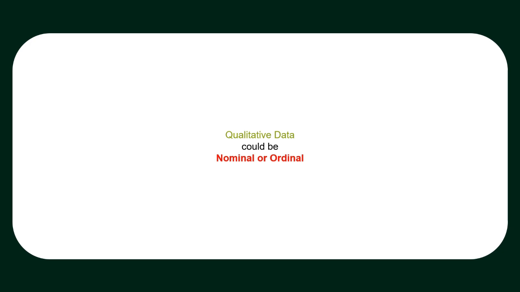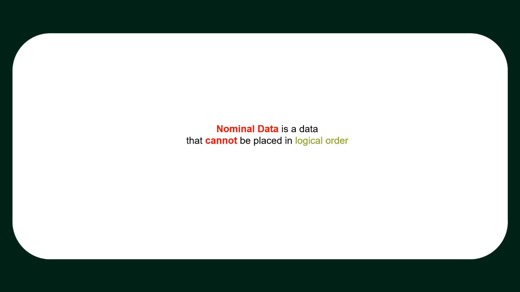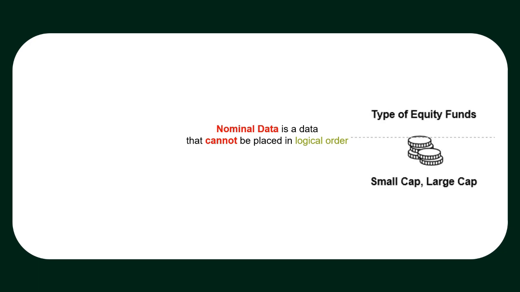Qualitative data is qualitative information in nature. Qualitative data could be nominal or ordinal. Nominal data is data that cannot be placed in logical order. For example, segregation of equity funds into small and large cap funds. But it is not possible to order this data into ranking order. Therefore, it is called nominal data.